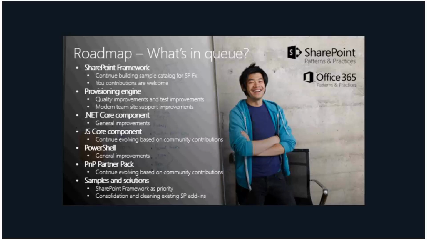community contributions. PowerShell, general improvements, most likely we will see more Graph cmdlets coming in as well. We'll see how that's actually moving. And then obviously from a sample and solution perspective, the SharePoint Framework is really the priority for the time being, because we are getting close to GA sooner or later, and we want to make sure that we have an existing set of samples for people to start using.